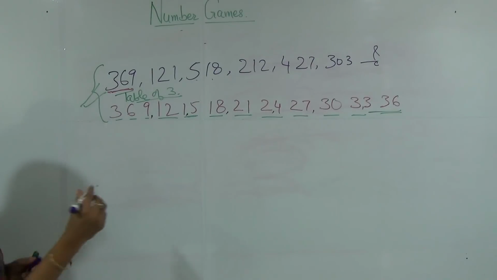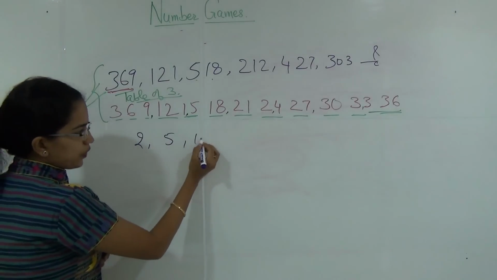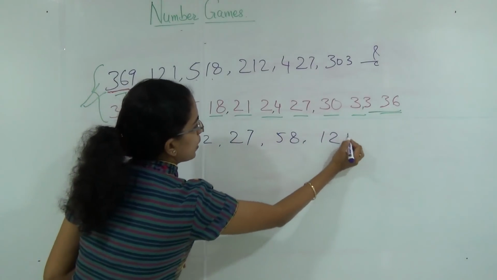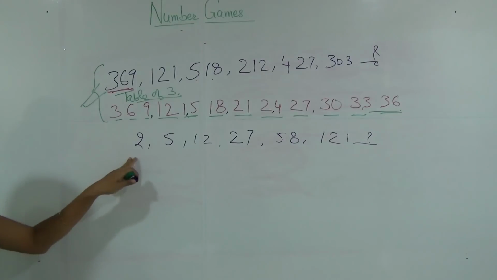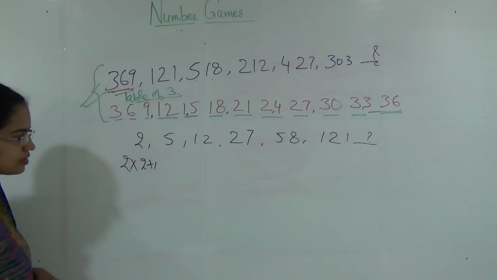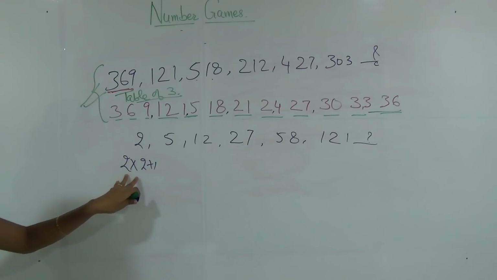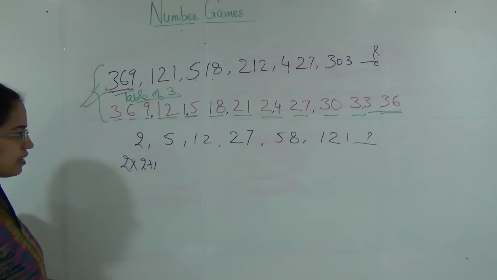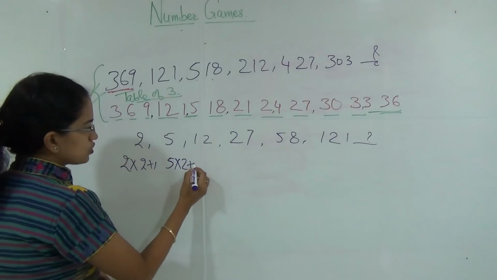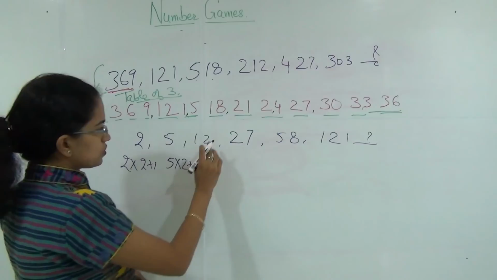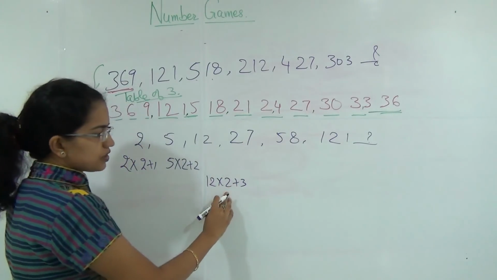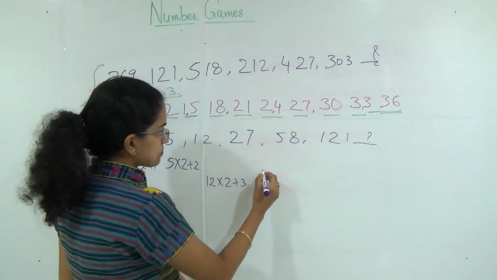In the next question, we are trying to introduce 2, 5, 12, 27, 58, 121, and what would be the next number? So here what I am doing is, I am multiplying 2 into 2 plus 1. Okay, so 2 into 2 is 4. 4 plus 1 would be 5. Okay, so in the next series, what I will do is 5 into 2 plus 2. So 5 into 2 is 10, 10 plus 2 is 12. So you have 12 into 2 plus 3. So 12 into 2 is 24, 24 plus 3 is 27.